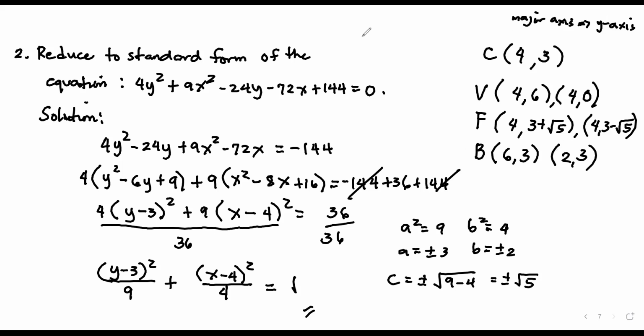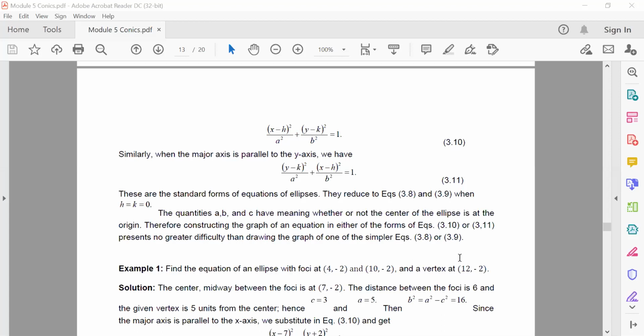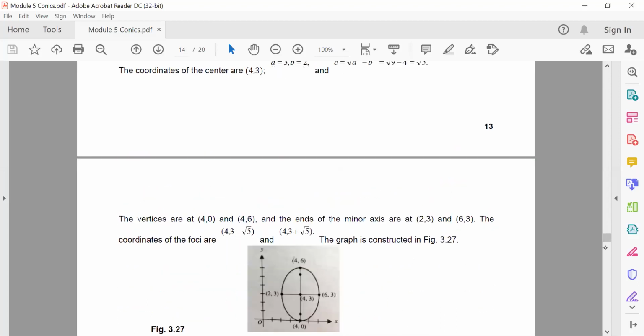So, ang graph niyan, class, ay ito. Diba? Ito yung mga coordinates natin, no? Vertices, 4, 6 and 4, 0. Tapos, 2, 3 and 6, 3. The center is at 4, 3. Yan. Nandito naman, vertices, foci, minor axis.